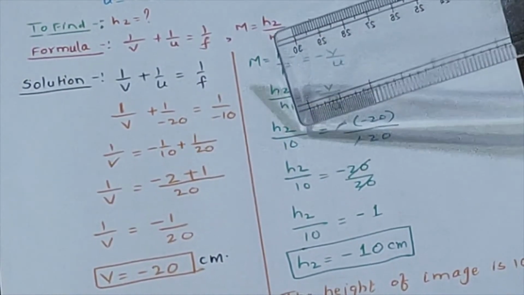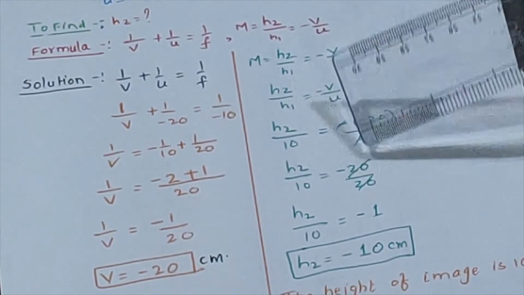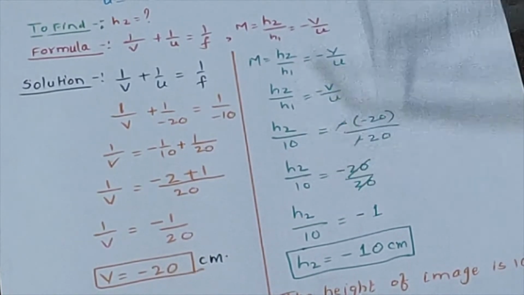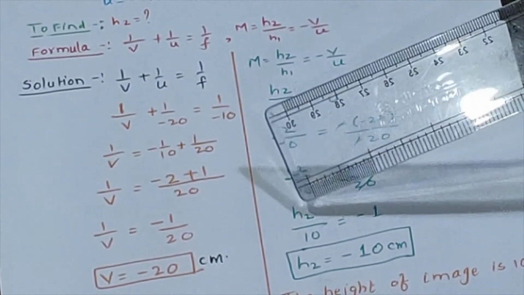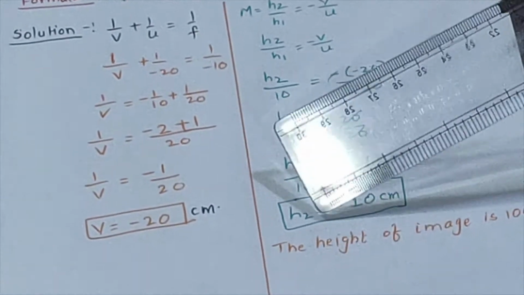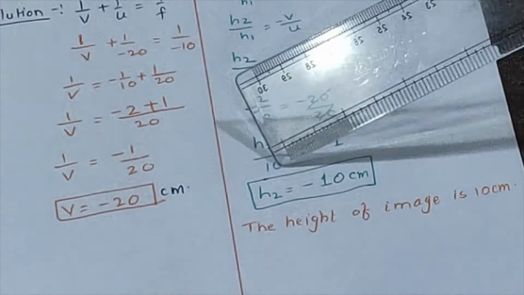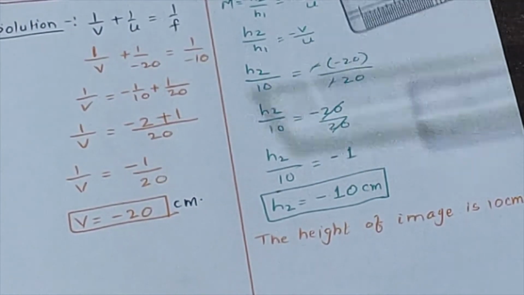Okay, let's solve this. h2 upon 10 is equals to this, minus minus 2 goes. So above you are left with minus 20 upon 20. Now 20 and 20 also go. So you are left with h2 upon 10 is equals to minus 1. So finally the value of h2, let's cross multiply this, 10 will be multiplied with 1, so that is going to be minus 10 centimeter. So the value of h2 is equals to minus 10 centimeter.